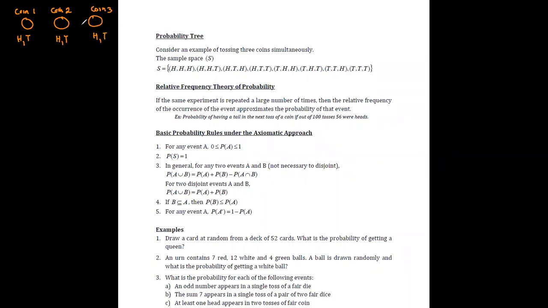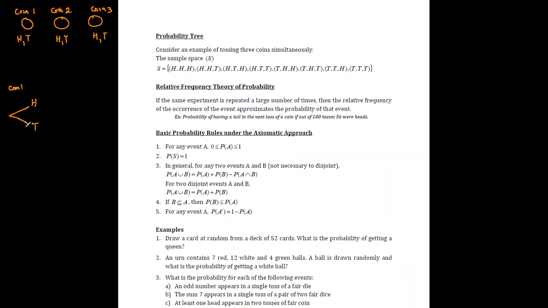Now think that if you are tossing three coins, then we can visualize it using a probability tree in the following way. Suppose that you are tossing the first coin. Tossing of the first coin gives you head or else it is a tail. This is for coin 1.